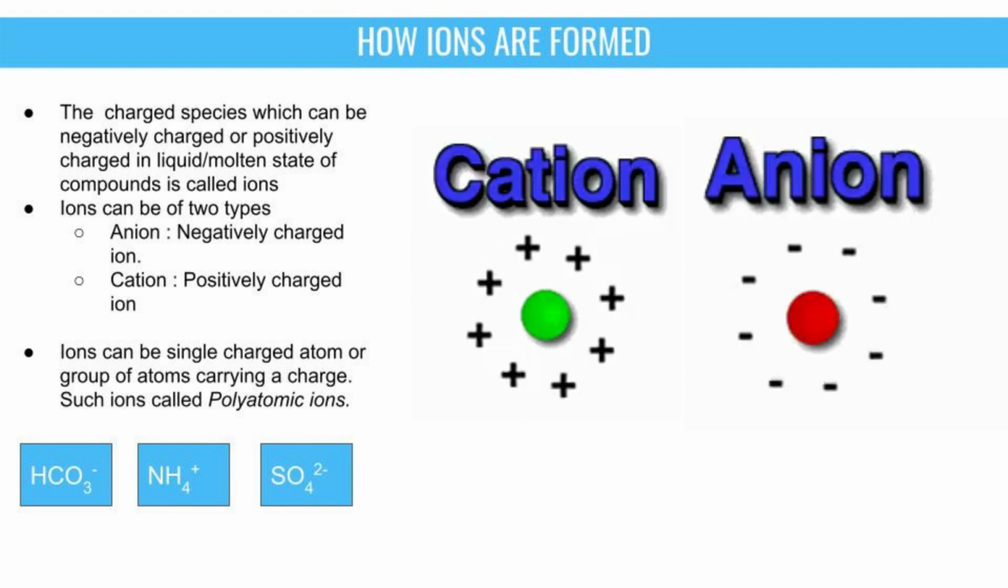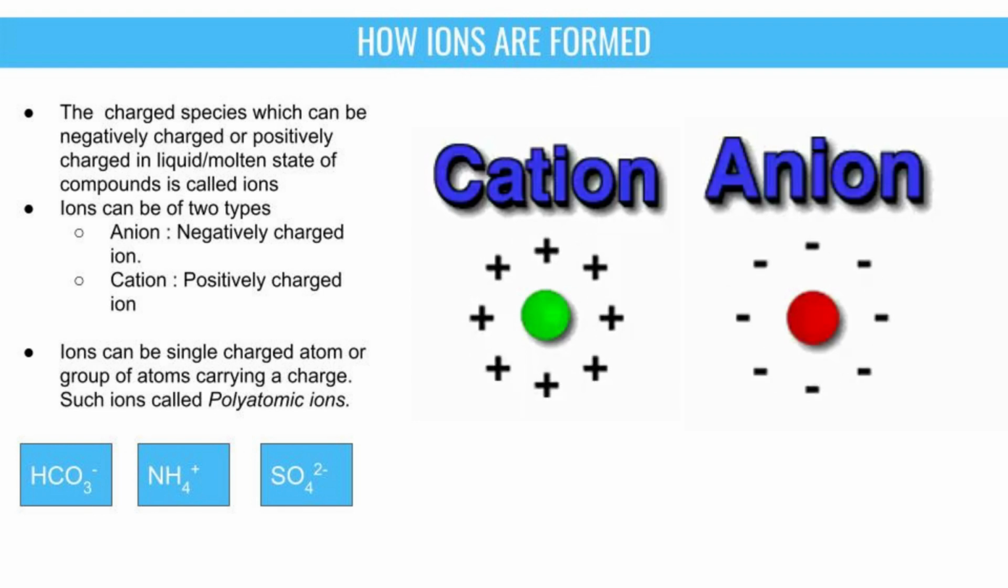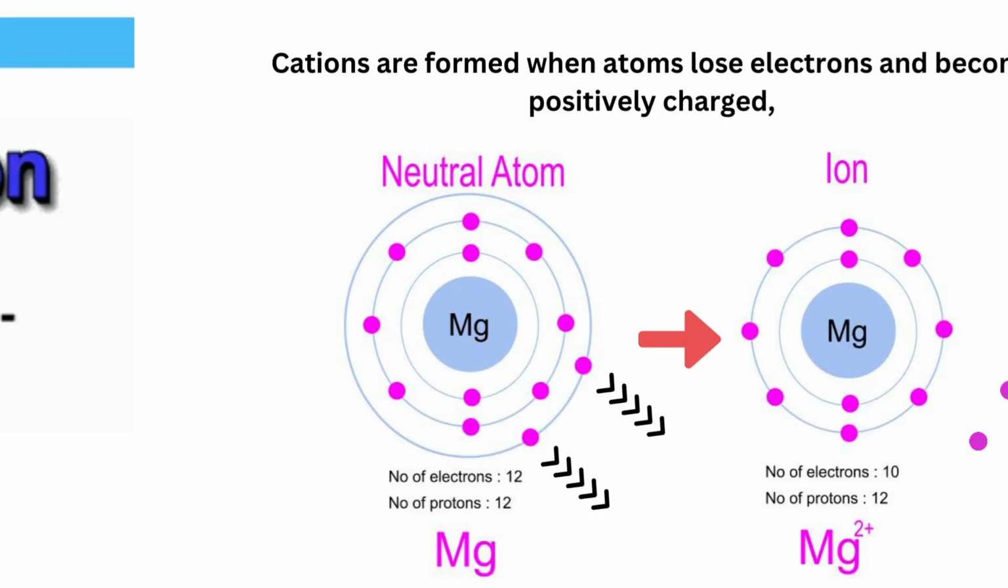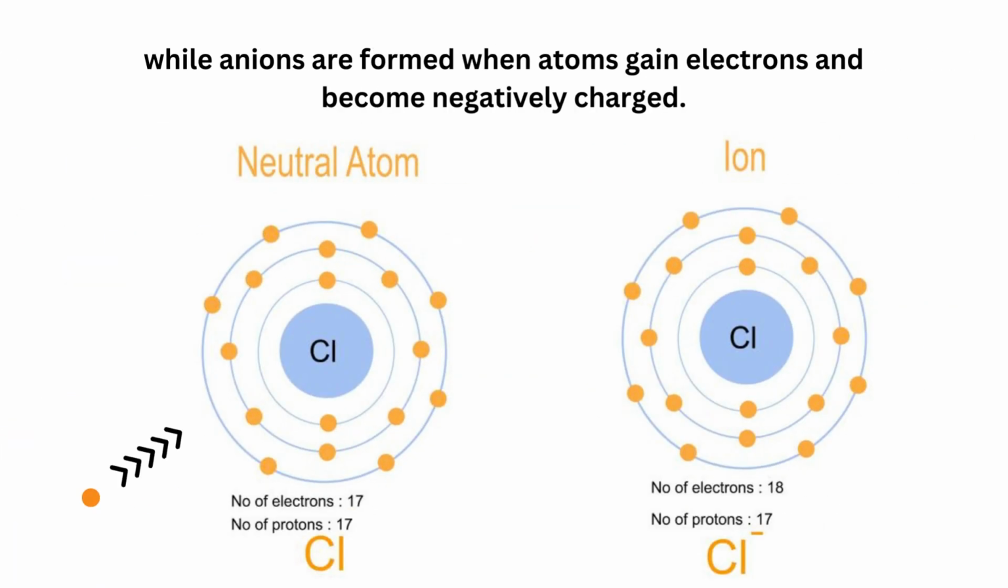Here are some examples of polyatomic ions. Bicarbonate ion, HCO3 negative. Ammonium ion, NH4 positive. Sulfate ion, SO4 2 negative. Cations are formed when atoms lose electrons and become positively charged, while anions are formed when atoms gain electrons and become negatively charged.